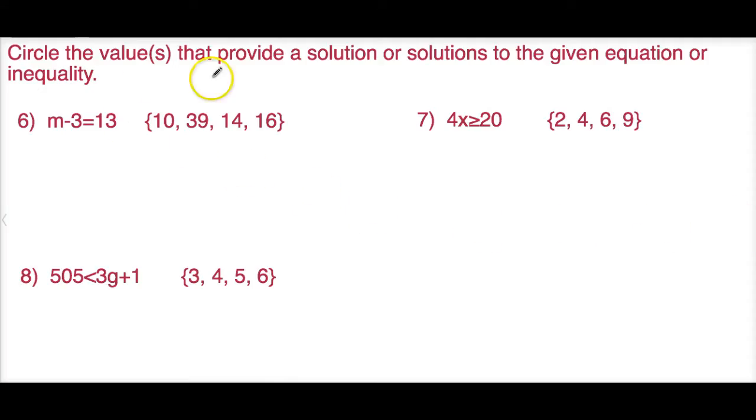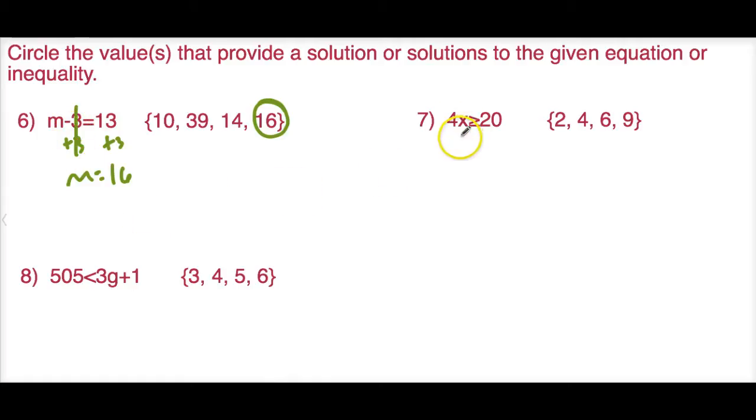Next one says circle the values that provide a solution or solutions to the given equation or inequality. So for the equation, I decided to solve for the variable. So I added 3 to both sides. That cancels out. M has got to equal 16. And so that makes this the choice. And of course, when I run that back in the check, it fits.